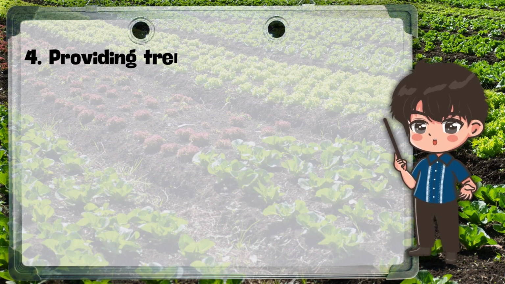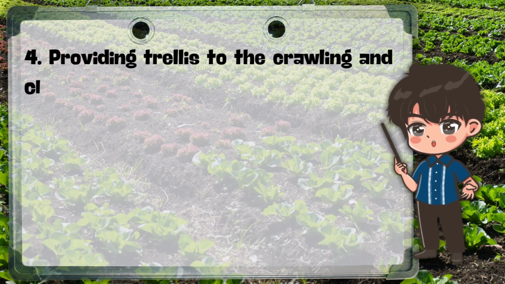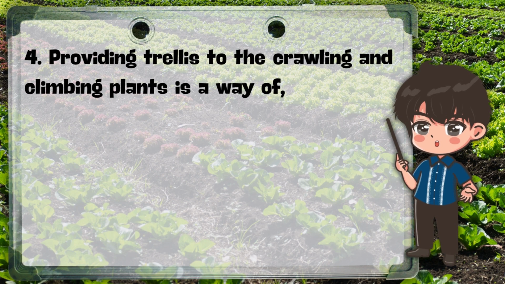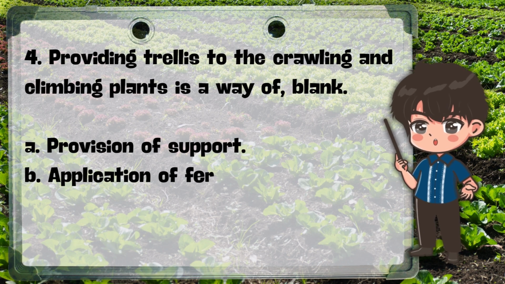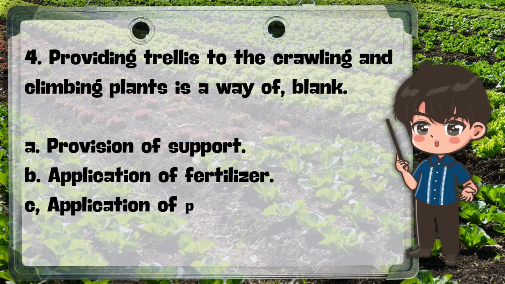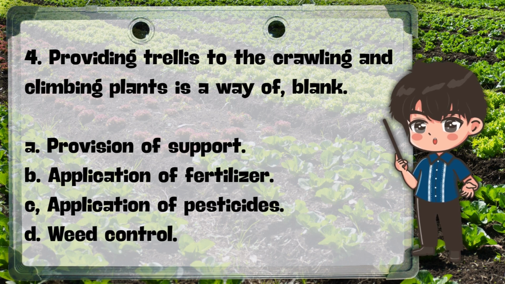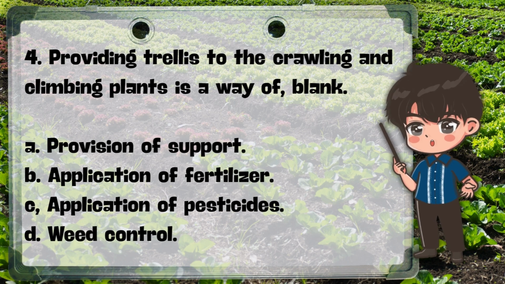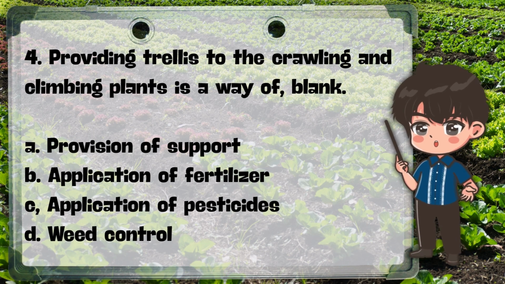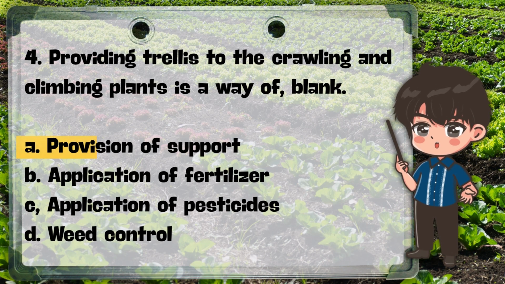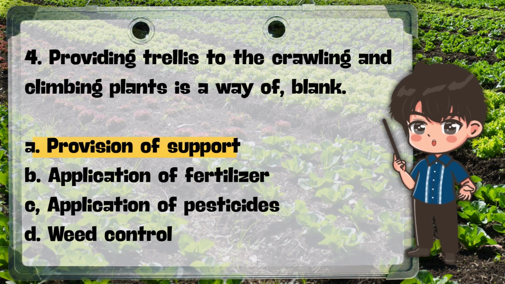Number 4. Providing trellis to the crawling and climbing plants is a way of blank. A. Provision of support. B. Application of fertilizer. C. Application of pesticides. D. Weed control. The correct answer is yes, very good, it is letter A, provision of support.